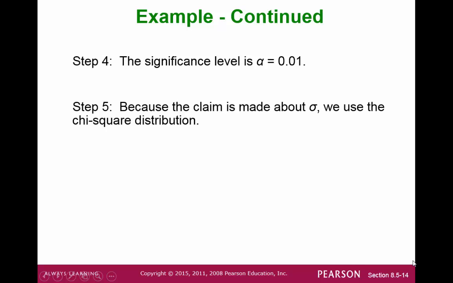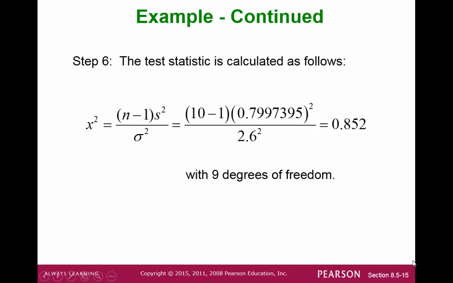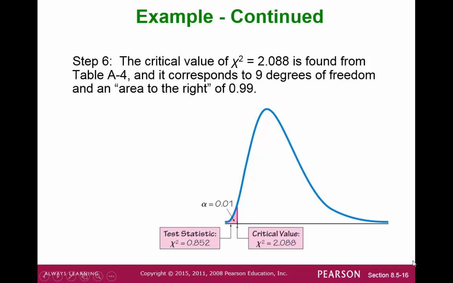We have a significance level of 0.01 that was given, and we will be using the chi-square distribution because we are testing a standard deviation. We compute the test statistic. Chi-square is going to equal 0.852. Since we have 10 supermodels, we have a degrees of freedom of 9. And so we will look for our critical value in table A4 with a degrees of freedom of 9.